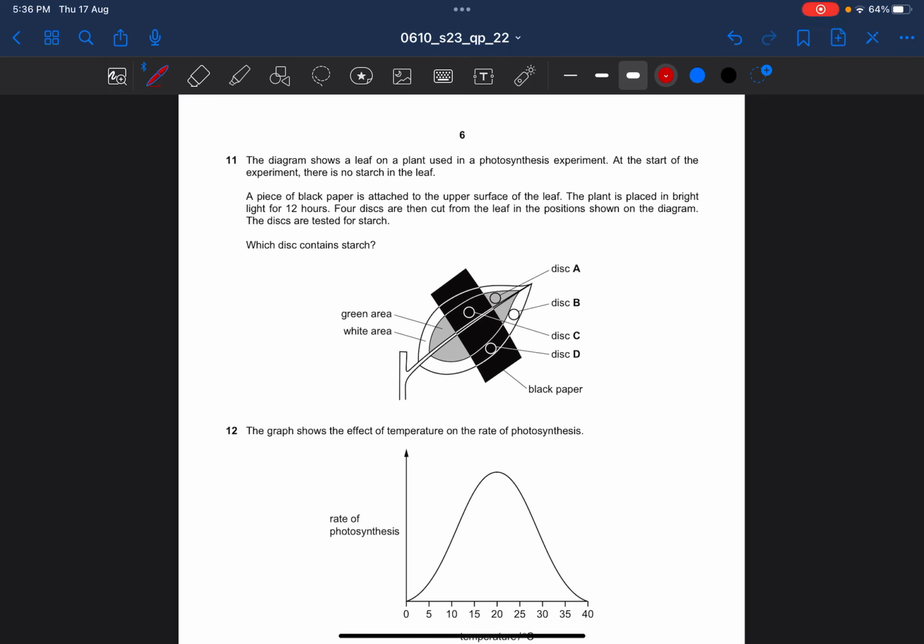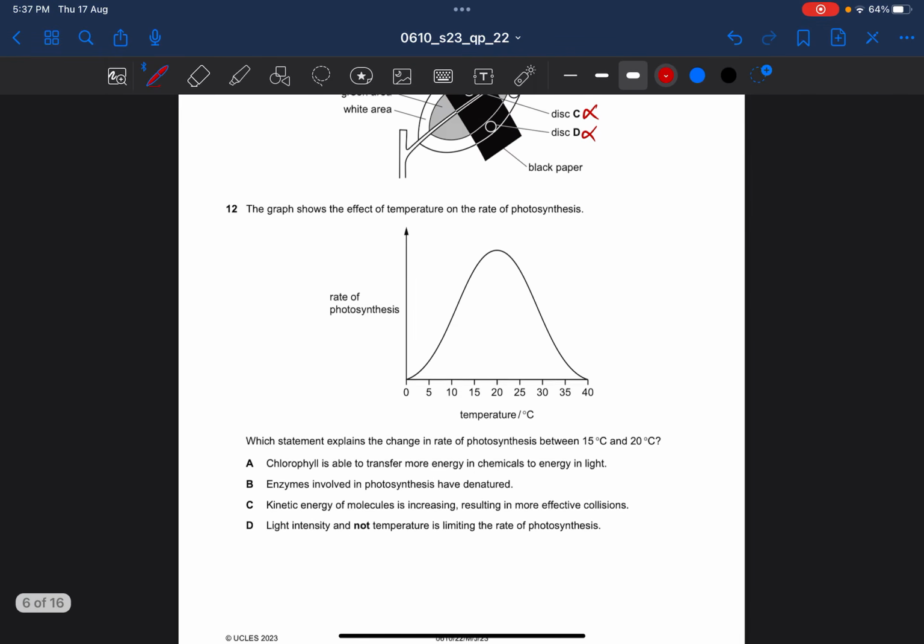Which disc contains starch? So from this diagram, it's quite familiar from past year papers. You must see which part has the green area, then there will be starch. Since B is on the white area, there will be no starch. And for C, it's been covered by a strip, so C is not accepted, and neither is D, since it's part of the white area. So the answer is A.